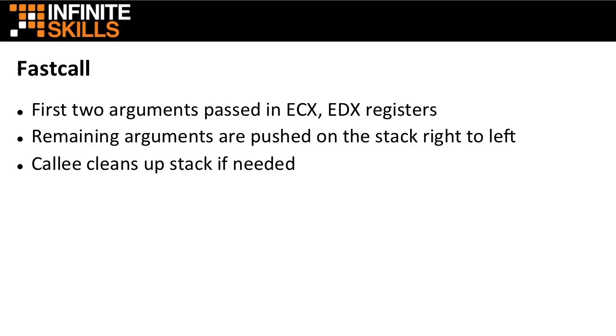Just as with cdecl, parameters are pushed on the stack from right to left. The other option is called fast call, where the first two arguments are passed in the ECX and EDX registers, and the remaining arguments are pushed on the stack right to left. The callee cleans up the stack if needed. And I say if needed because if there are only one or two parameters, then there is no stack to clean up. Everything is done completely within the registers. This is not a terribly common calling convention for Win32, but it is a possible calling convention.